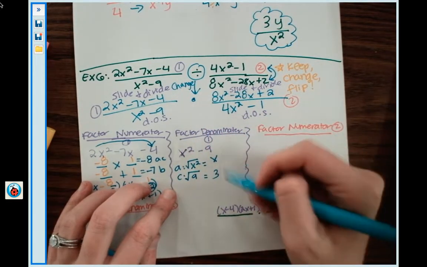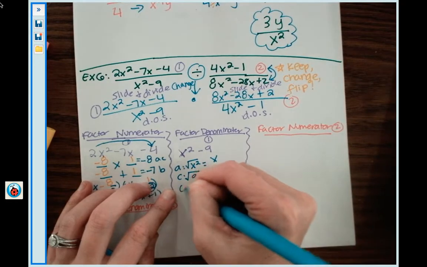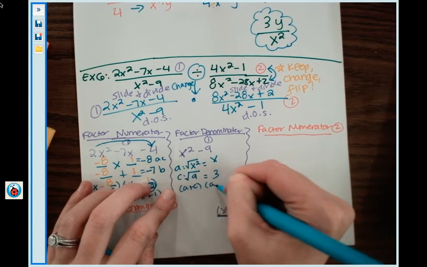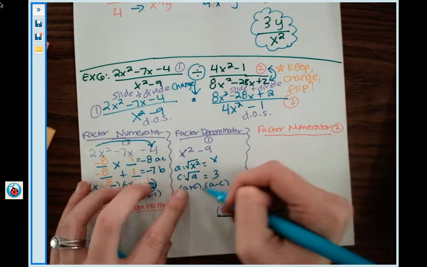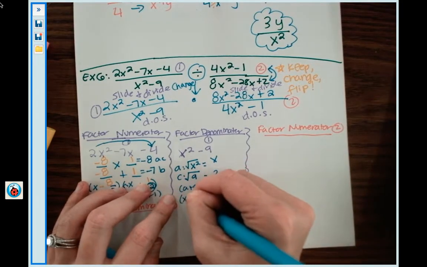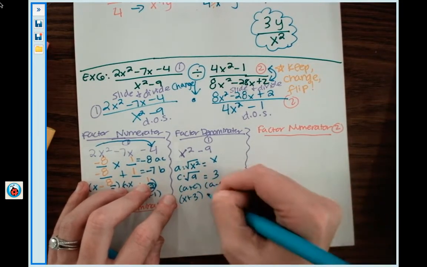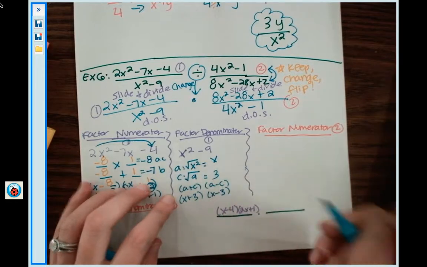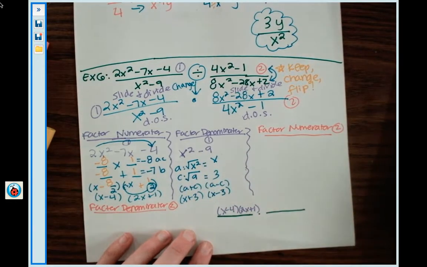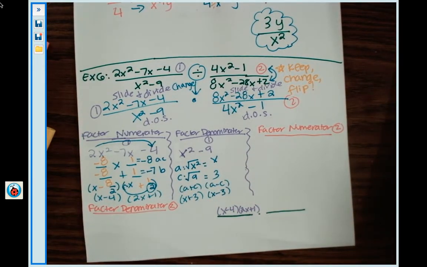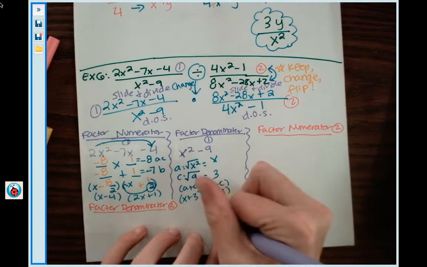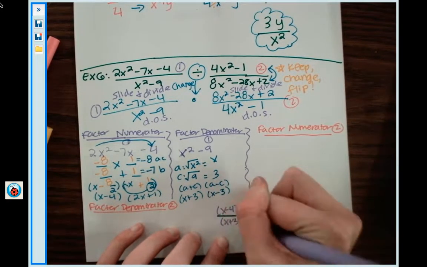And finally, for difference of squares, the formula says you add the a and the c, and you subtract them. So a plus c is x plus 3. And a minus c is x minus 3. And bam, that one is factored. And I'm going to write my factors in the denominator while I'm at it. So I got x plus 3 and x minus 3.